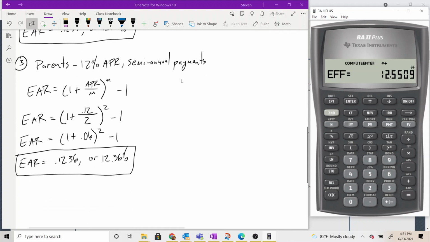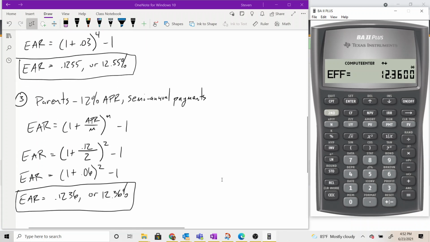We can do the same thing for the semi-annual payment loan from our parents. Again, the only thing that changes is C over Y, so I'm going to navigate to C over Y and change it to 2, get back to the effective annual rate and hit compute, and we'll get that same 12.36%.